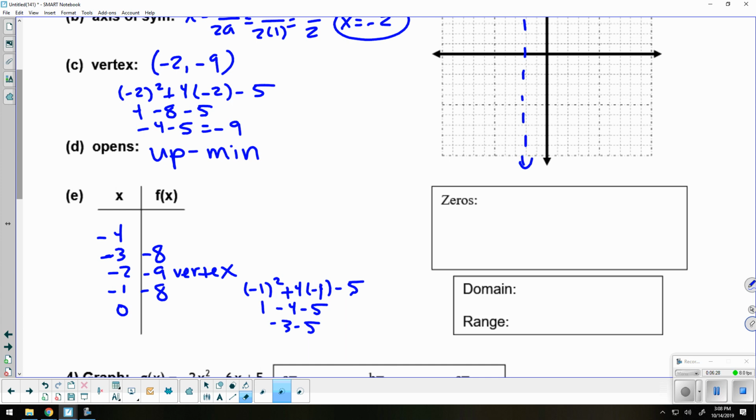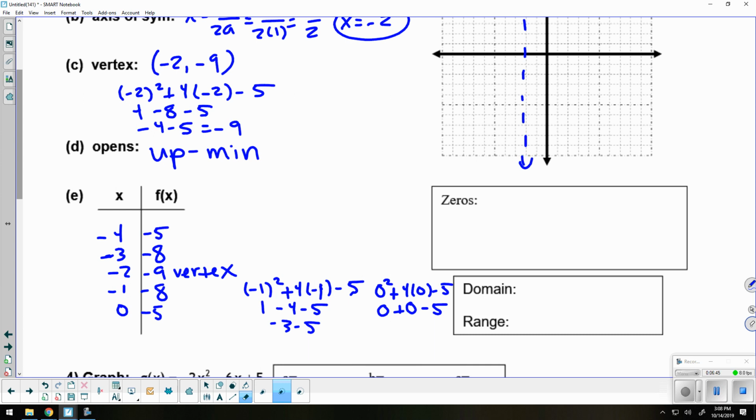It's going to be reflective around the vertex. So if I plug in 0 for x, that should be pretty easy because that's just going to be our y-intercept. But I'll go ahead and plug it in, show you the work anyway. 0 squared plus 4 times 0 minus 5. Well, you'd have 0 plus 0 minus 5, but that's just going to be -5.